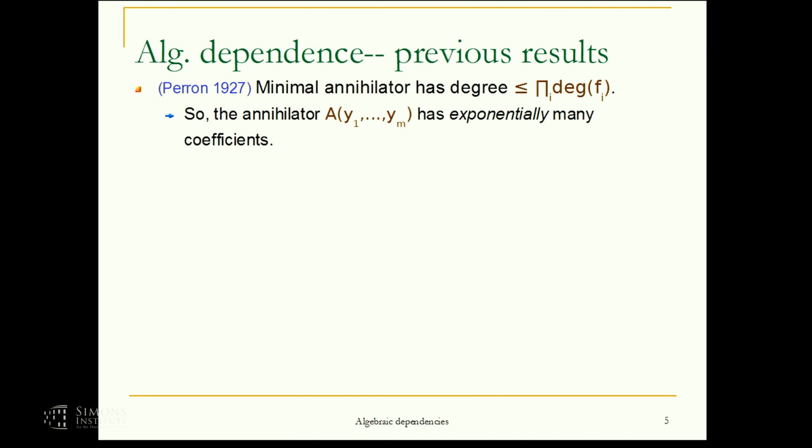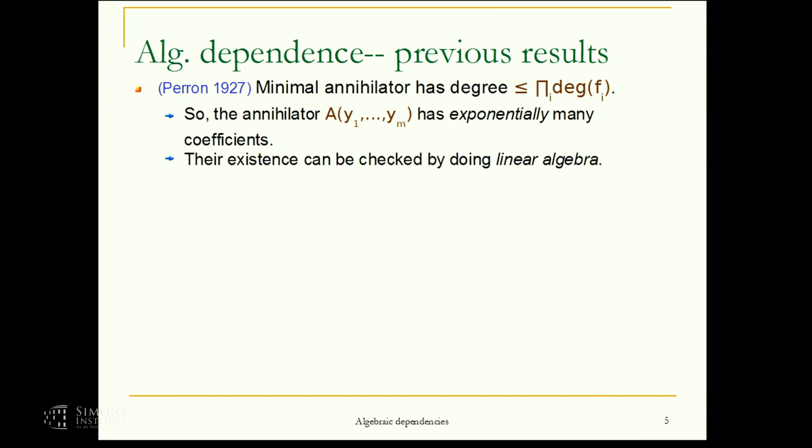And so that bound is simply an exponential bound. It is singly exponential. And since the number of polynomials is only m, the number of coefficients or the number of monomials in this annihilator is only exponentially many. They are single exponentially many.